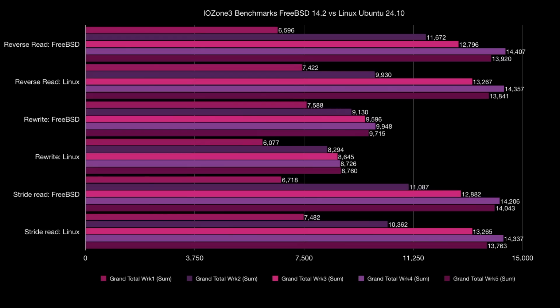FreeBSD is a little slower in the initial worker 1. Worker 2, it blows way past Linux. Worker 3, Linux picks up. So you can see that they're clearly trading blows here.